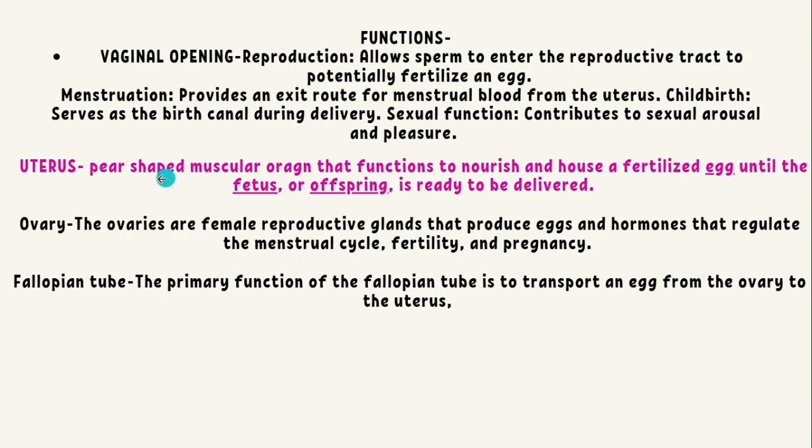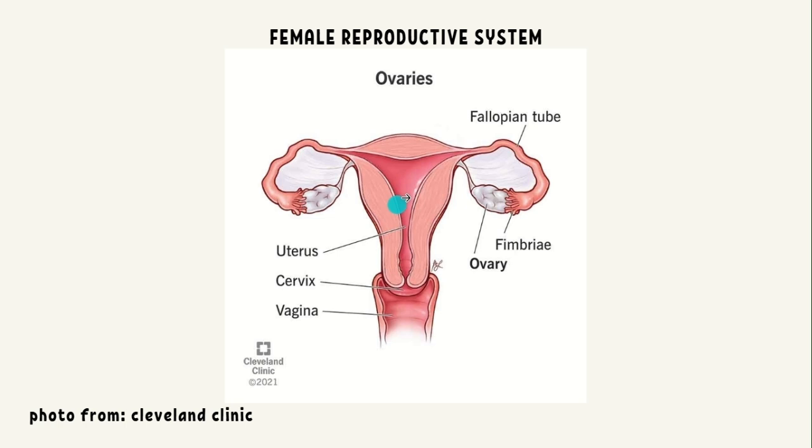So now the uterus, which is described as a pear-shaped muscular organ, and it functions to nourish and host a fertilized egg until the fetus or offspring is ready to be delivered. So basically, it would be implanted on here.